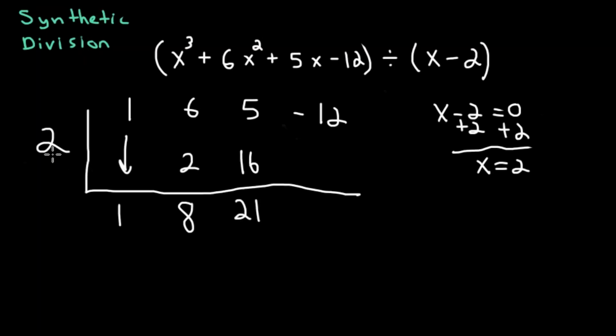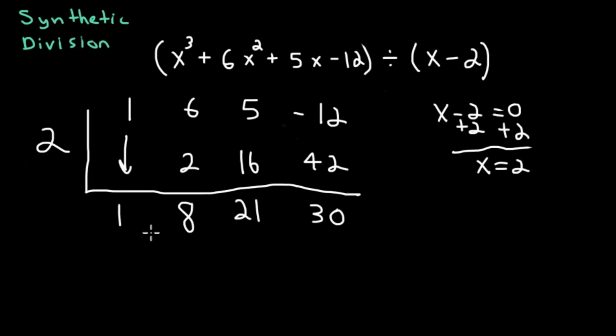21 times 2 equals 42. Bring the 42 over here. -12 plus 42 equals 30. So we'll bring the 30 over here. So now our remainder is 30.